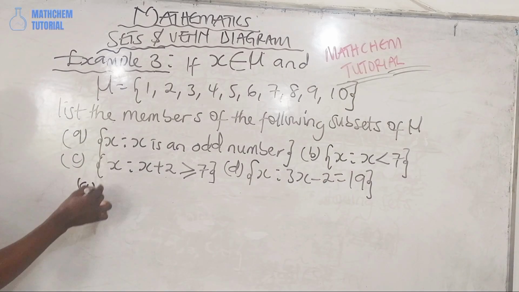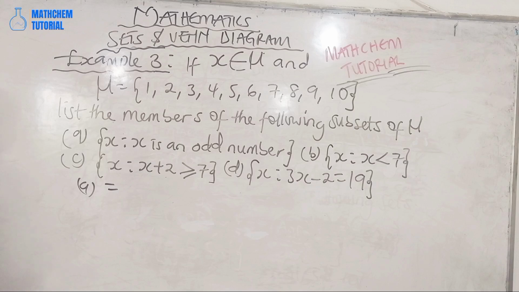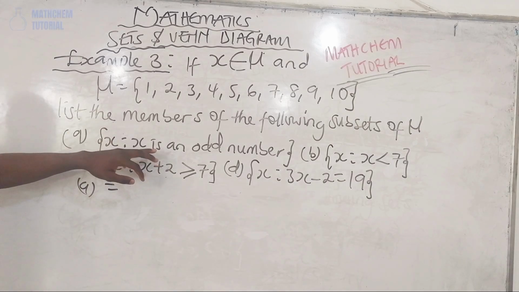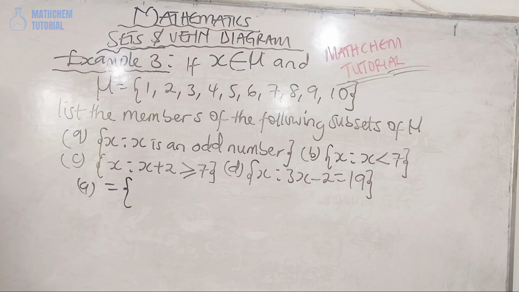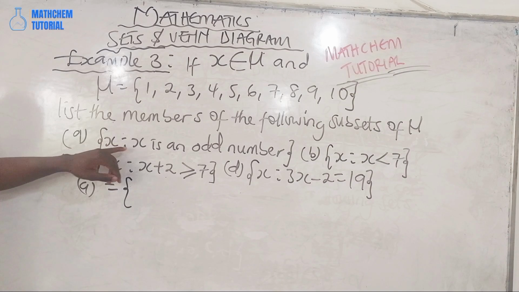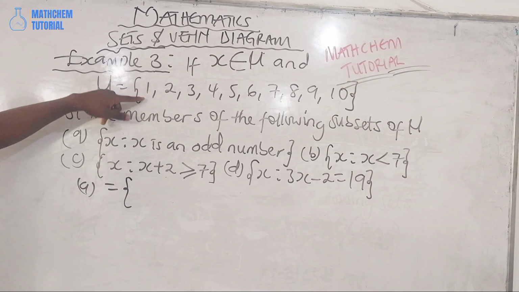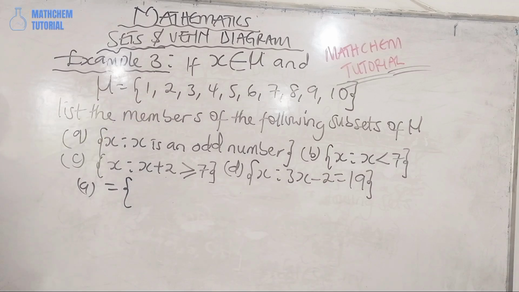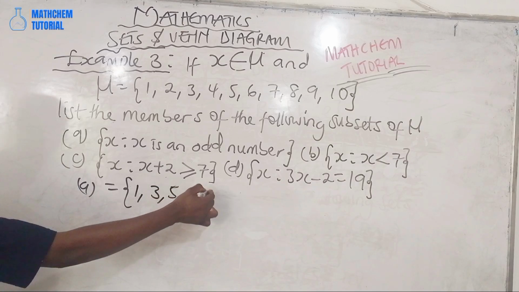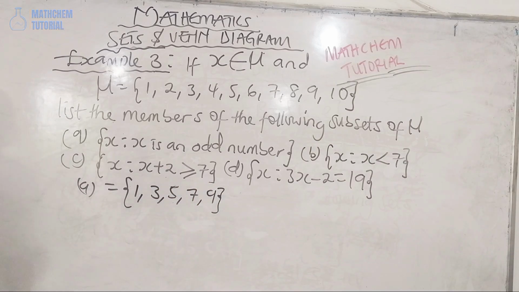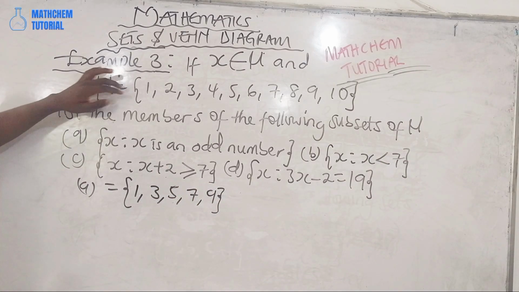Now let's start from the first one. A says X such that X is an odd number. So if I want to list the members of the odd number, remember that it has to be in curly brackets. So the odd numbers I'm going to list must come from this universal set. What are the odd numbers we have there? That's going to be 1, 3, 5, 7, and 9. So those are the odd numbers we have from this universal set.